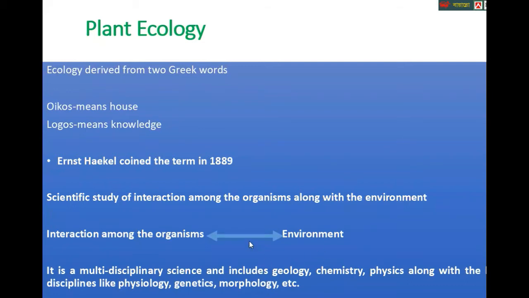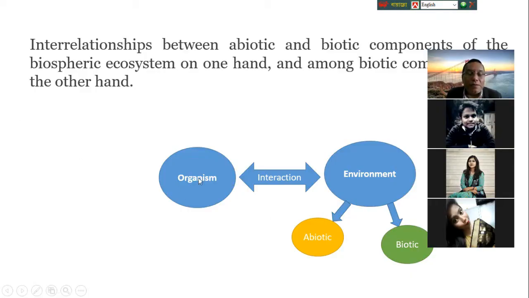মূল কথা হলো this is the branch of biological science which deals with the interaction between the environment and the organism. আমরা যেহেতু প্ল্যান্ট ইকোলজি স্টাডি করবো সেই ক্ষেত্রে প্ল্যান্টের সাথে এনভায়রনমেন্টের কি ইন্টারাকশন হয় সেগুলি নিয়ে আমরা আলোচনা করব। Now here the interaction is between the organism and the environment. The environment has two components: one is biotic, another is abiotic.